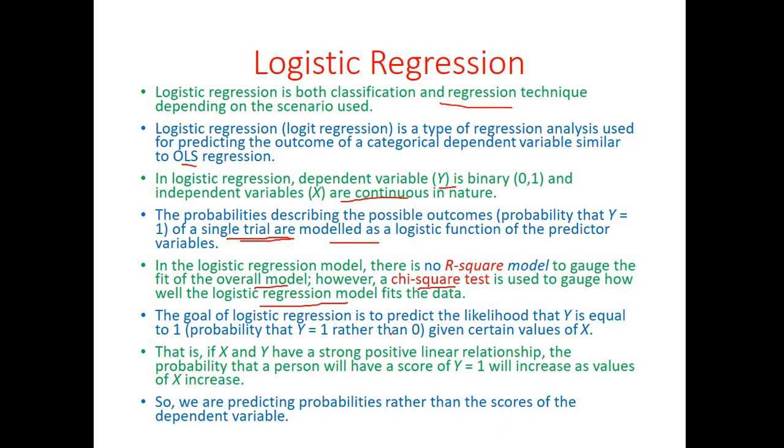The goal of logistic regression is to predict the likelihood that y is equal to 1 given certain values of x. That is, if x and y have a strong positive linear relationship, then the probability that a person will have a score of y equal to 1 will increase as the value of x increases. That means if x and y have a strong linear relationship, then the probability of y equal to 1 will increase as x increases. So we are predicting probabilities in logistic regression rather than the score of the dependent variable.